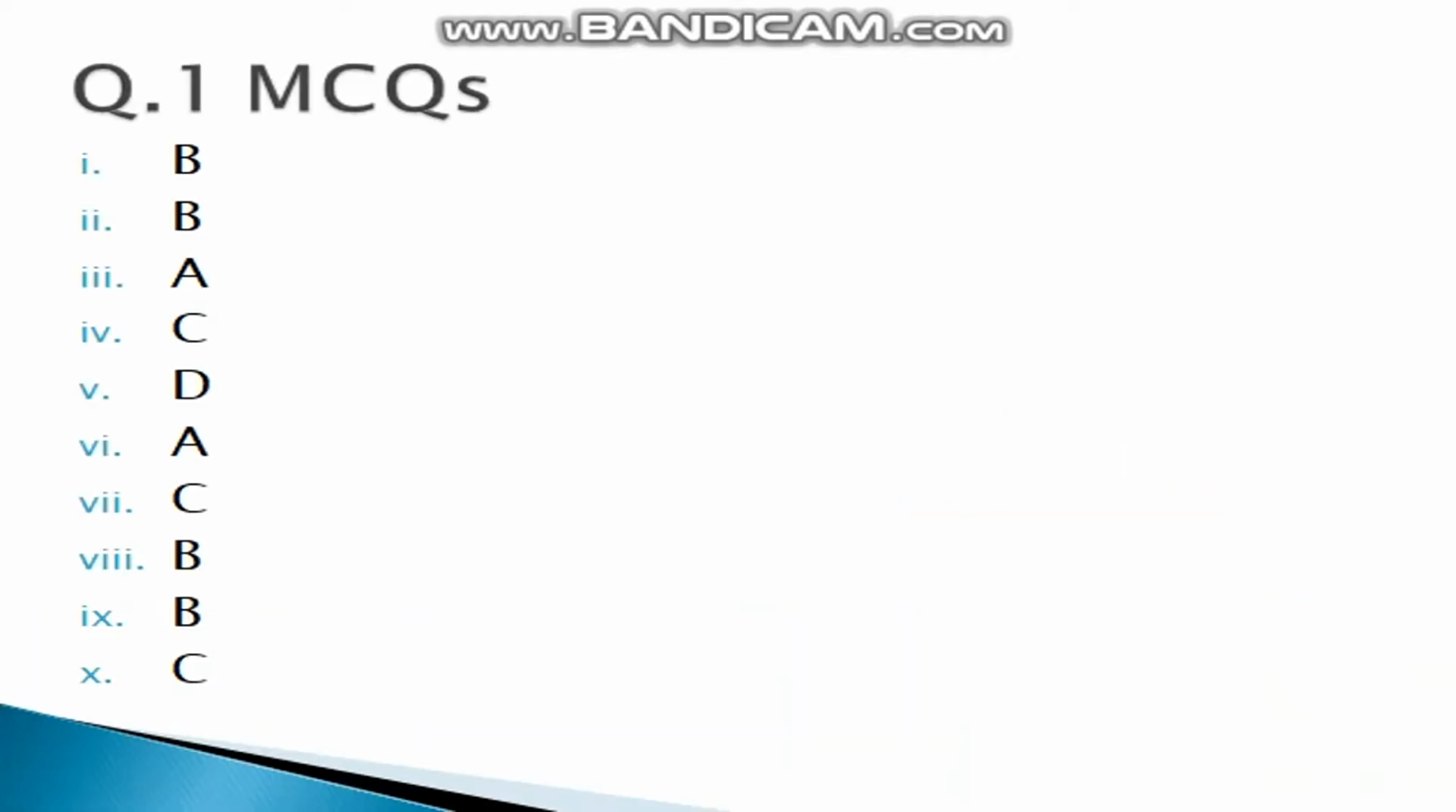In the exercise, the first question is select the best answer for the following MCQs. It is on page number 155 and there are 10 statements and I have mentioned all the correct options for these statements. You can see the answers from the back side of your book. These answers are also given at the back side of your book.